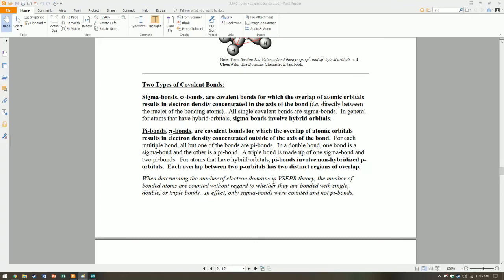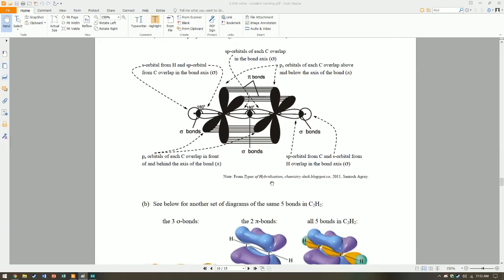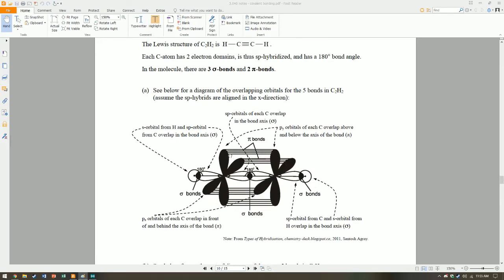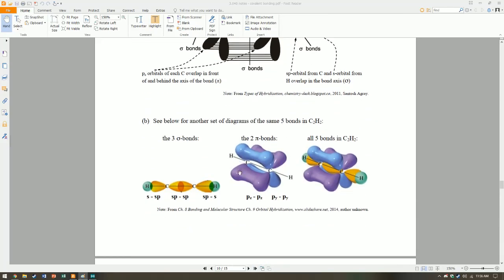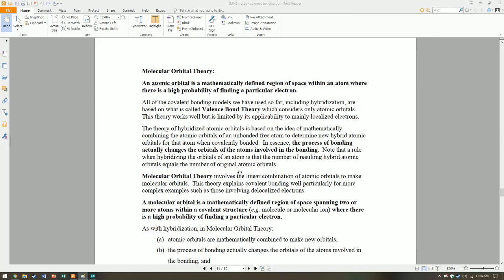What's important to note is that there's a sigma and a pi bond in a double bond, if that makes sense. And in a triple bond, there's a sigma and two pi bonds. So here's the first bond. Here's the second bond, between this p orbital, and the third bond is between this p orbital, which is perpendicular to this p orbital. So if that makes sense, that's important to note.